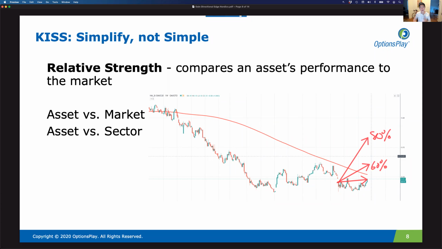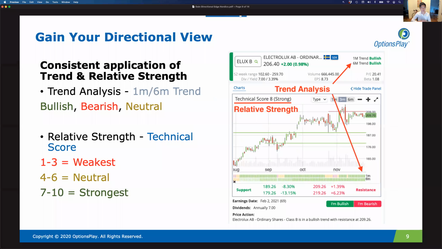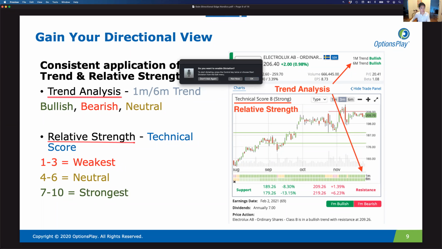So it's really important not just to look at the trend of a stock, but also at how that stock is compared to the broader markets. So for that, we use relative strength. Here at OptionsPlay, we have two metrics that are very important for trading the markets. We have what we call trend analysis, and we have relative strength. Those are the two things that we just talked about.